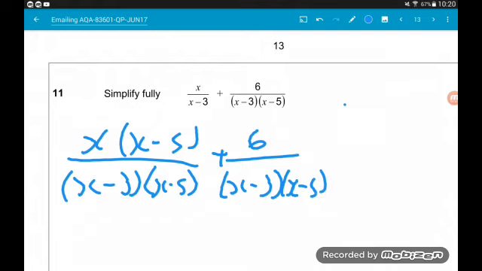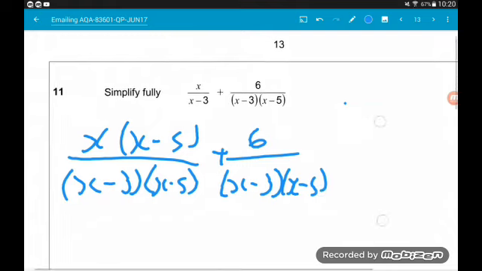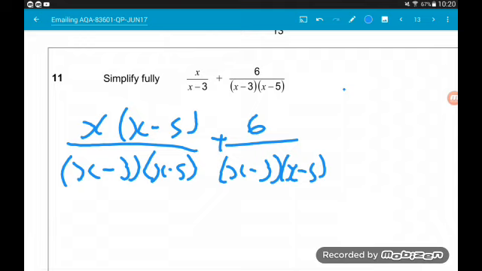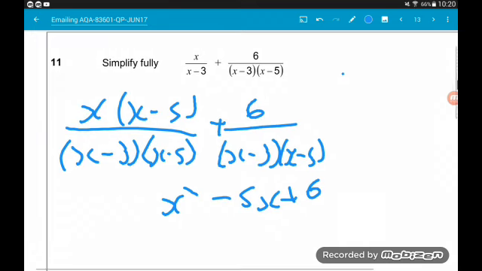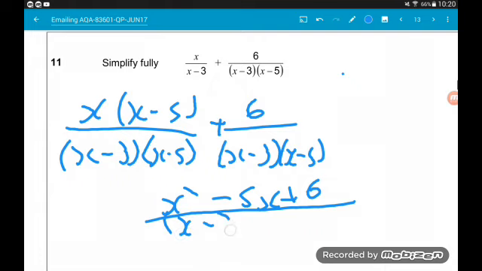Okay, so we can now write this as a single fraction. We've now got, I'm going to expand the brackets as well. So we've now got x squared, the brackets up on the top, not on the bottom. If we are able to simplify this, there's going to be a common factor between the top and the bottom. So I'm going to expand the brackets on the top. X times x is x squared. X times minus 5 is minus 5x plus 6. And that is all over x minus 3 times x minus 5.